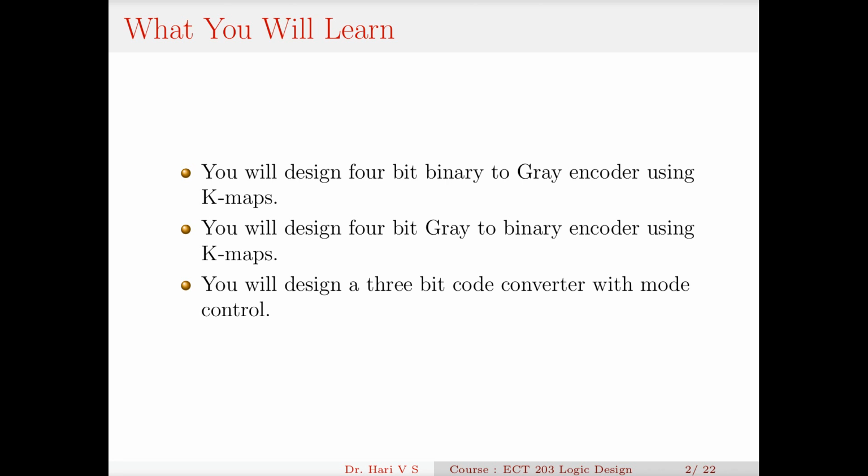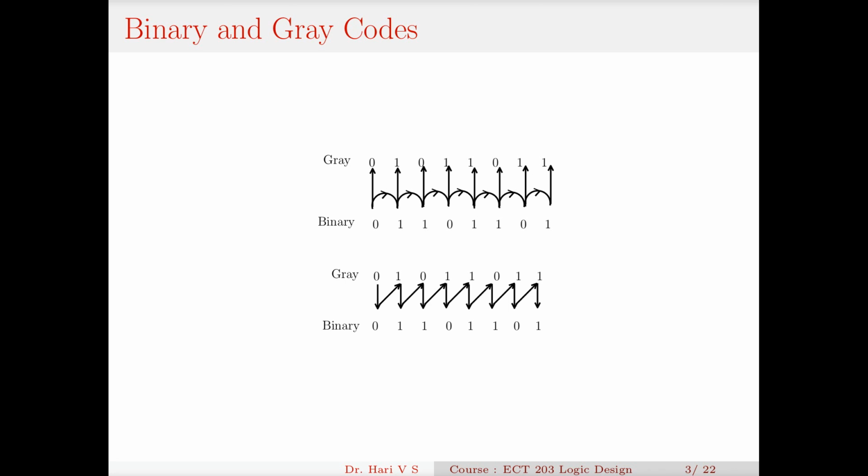Like it's a converter, but if the mode is a certain value, say 1, it's a binary to gray code, and if the mode is 0, it's a gray to binary encoder. So it's a converter with a mode control. Now, when you look at the binary and gray codes, how this conversion comes is very interesting.